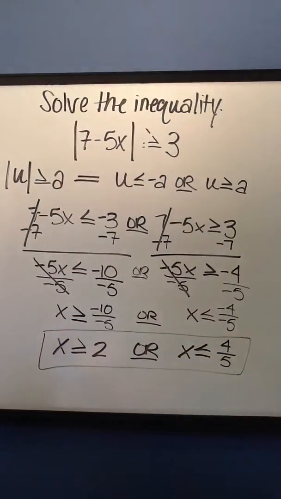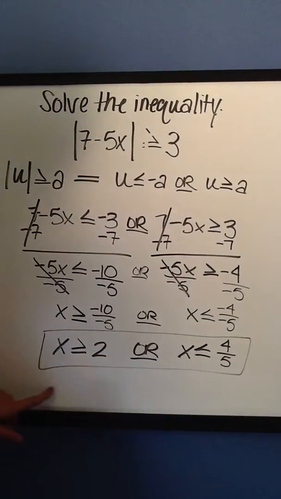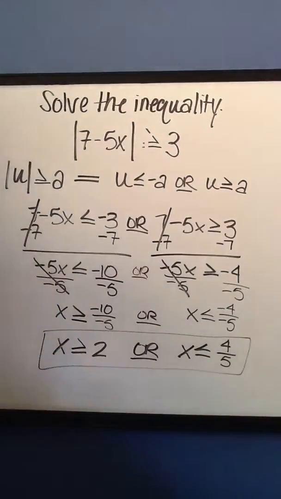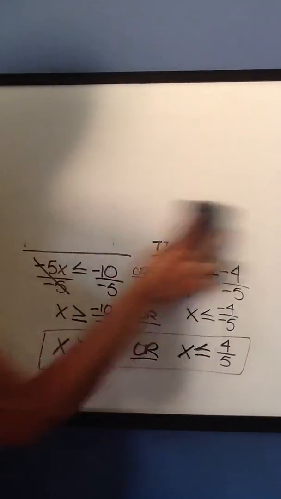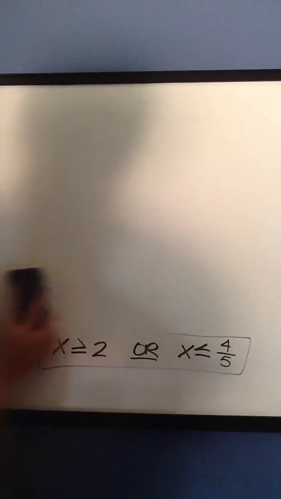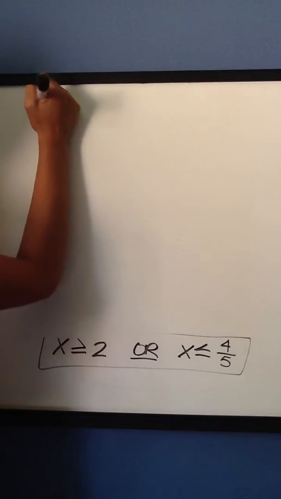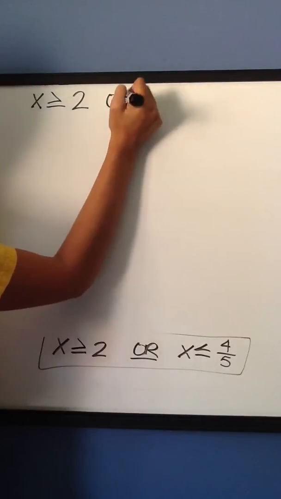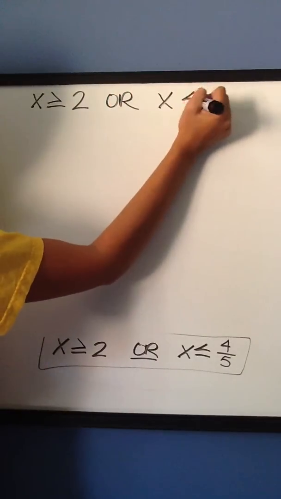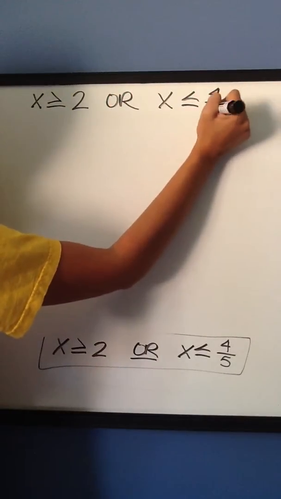But our original problem asks us to state our answers in set notation, using a number line, and also in interval notation. This answer is in none of those forms. So what we're going to do is rewrite our solution up here. So x is greater than or equal to a positive 2, or x is less than or equal to a positive 4/5.